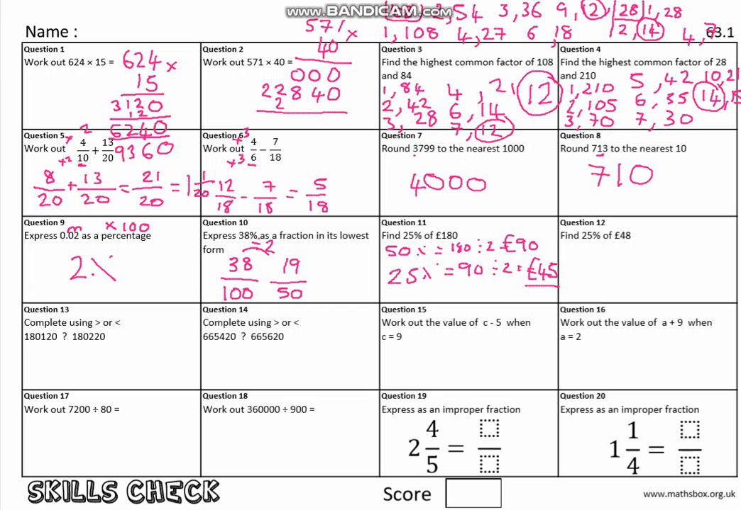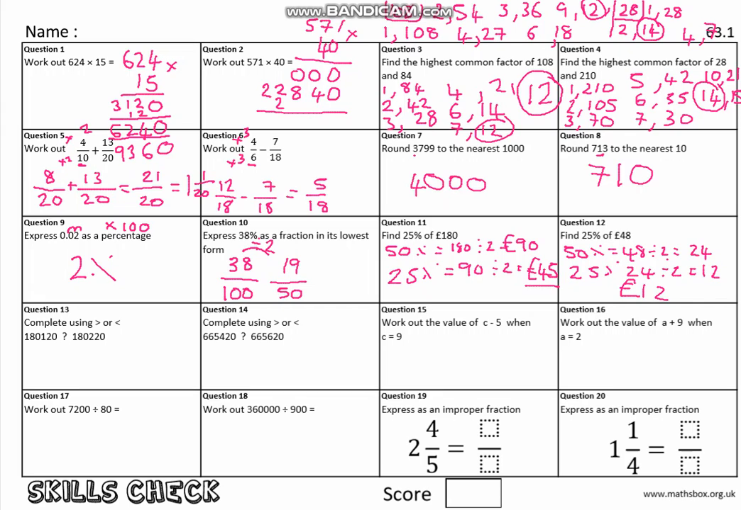So we'll do the same again. When it says find 25%, it just means half and half again. So to find 50%, we do 48 divided by 2, which equals 24. And then we just halve it again. 24 divided by 2 equals 12. So our answer is £12.